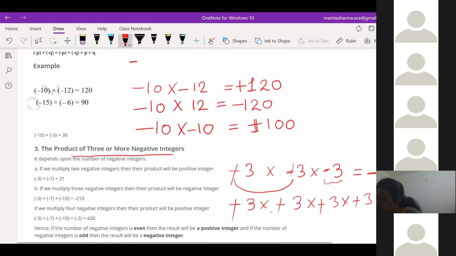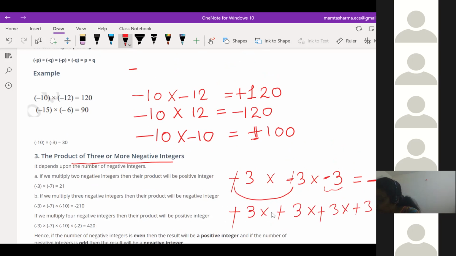Okay, so see, we can conclude that if the negative numbers are an even number, the positive sign will come. If the numbers are odd numbers, then the negative sign will come. If the numbers are even numbers, then the positive sign will come.